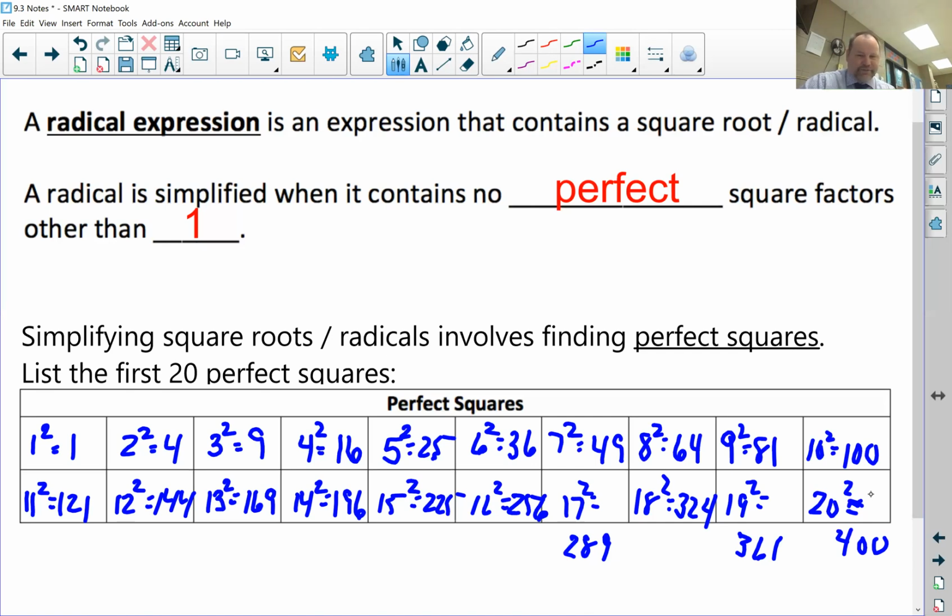I do have the first 16 memorized, just because when you work with them, it becomes easy to memorize them. But you have that table, and if you fill it out in your packet, then you'll have it for anything you're working on for this chapter. So the numbers 1, 4, 9, 16, 25, those are the perfect squares.